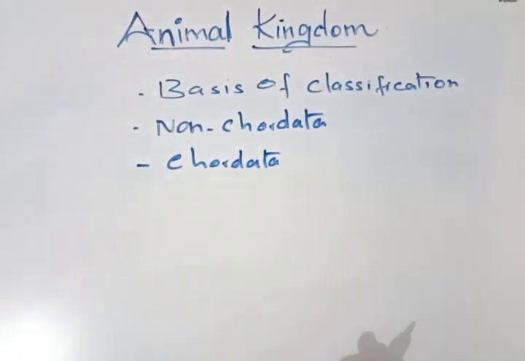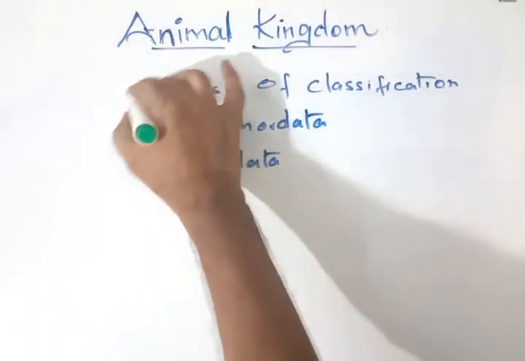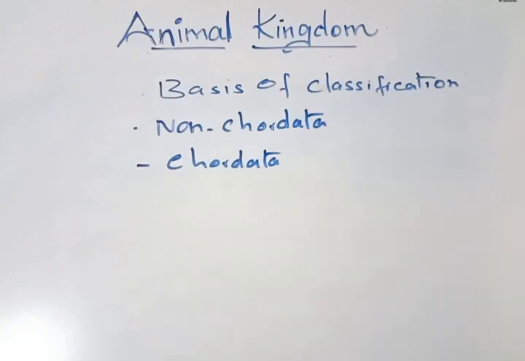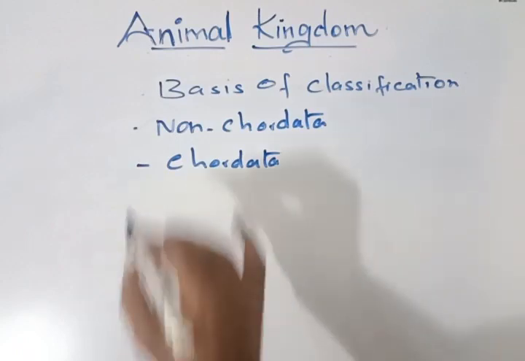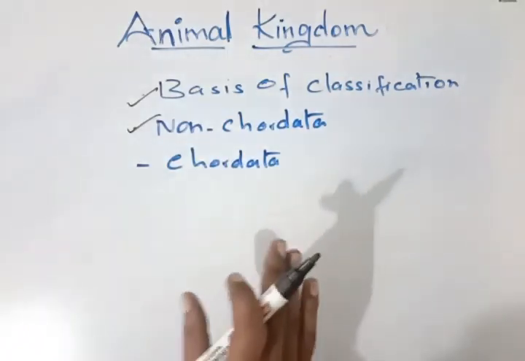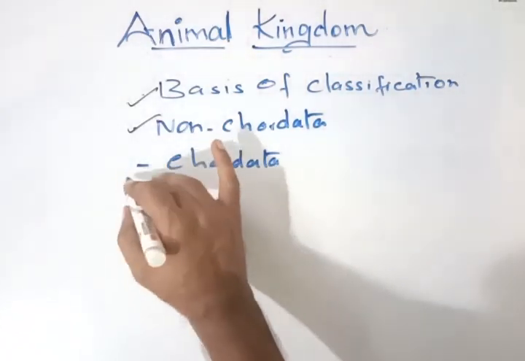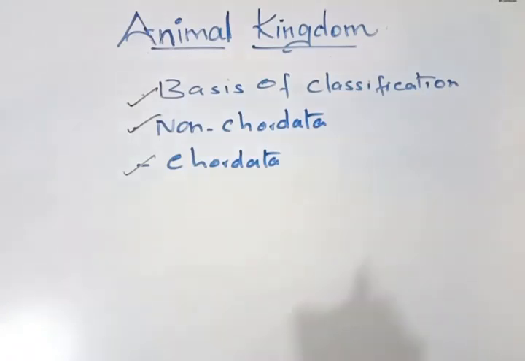So in this chapter we are going to focus on only these three important topics. One is the basis of classification, number one, and second one is the non-chordates. In non-chordates you will be studying about the various phyla in it. So every phylum we will be discussing in detail, so non-chordates. And finally we will discuss what is chordate, their fundamental features, and then the different classes and subclasses of chordates. Okay, a very interesting topic. At the same time, you can get more knowledge on this animal kingdom.